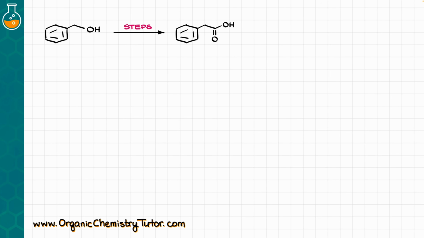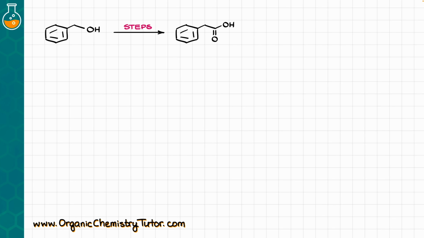If you're spending hours studying organic chemistry and still not getting your A, this video is for you. Let me start with an example. Here is a fairly typical second semester organic chemistry question. We start with the benzyl alcohol and we need to convert it into the carboxylic acid.